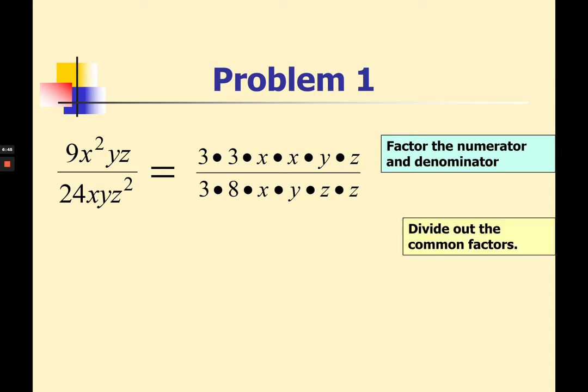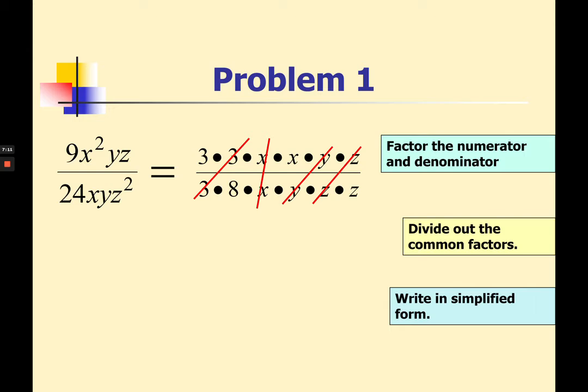After factoring, you divide out common factors, or just simply cancel out the same factors on the numerator and the denominator. So we have 3, x, y, and then z. Whatever is not divided out or cancelled out, that will be your answer, and that's your simplified form. 3x will be your numerator, and then 8z for your denominator. And that is your final answer.